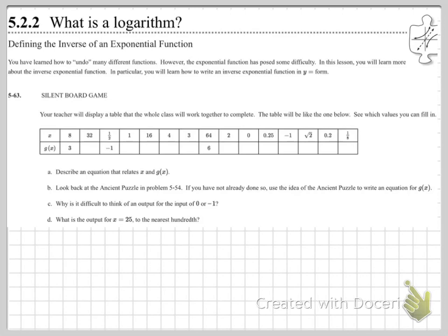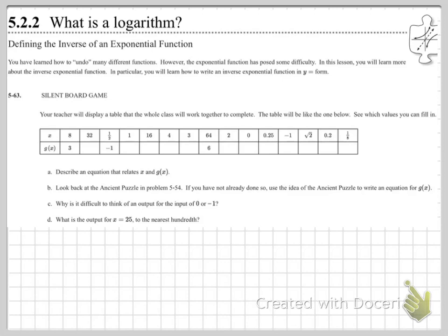So, ideally, this would be done with a silent board game activity. Your teacher would display the table to the whole class, and while working together, you would complete the table. See which ones you can fill in. So, looking at this table and knowing what we've been studying so far, can you figure out what's going on?